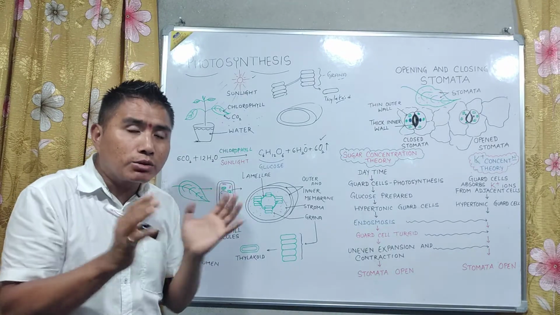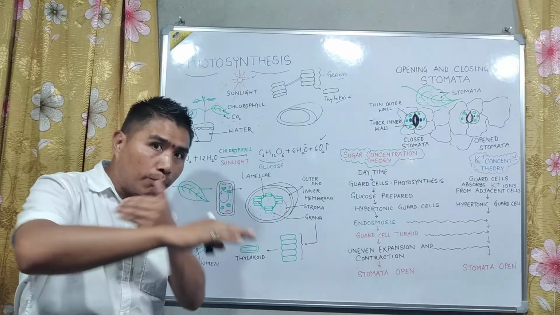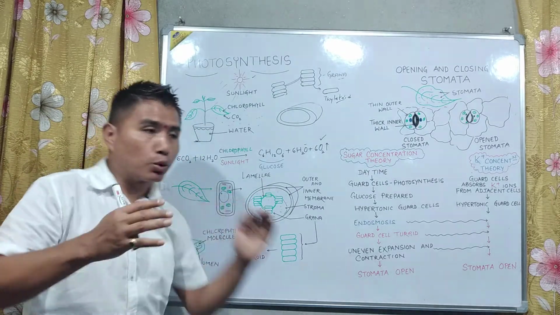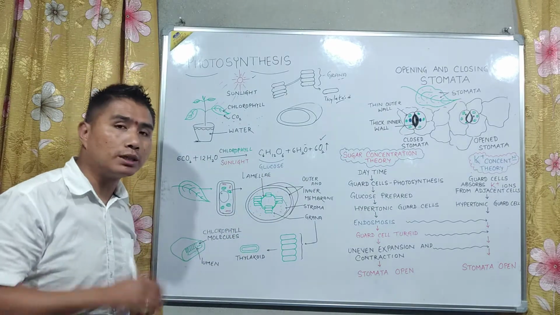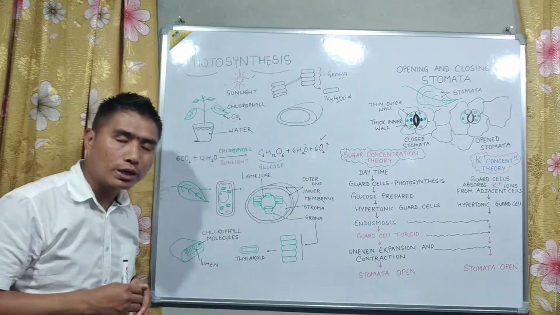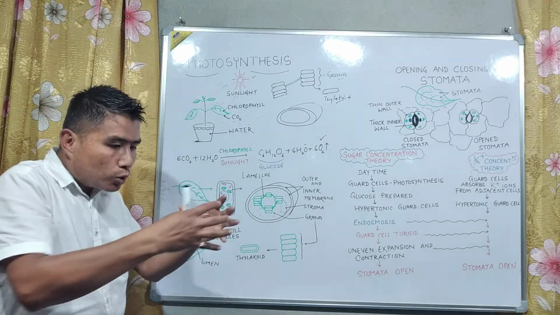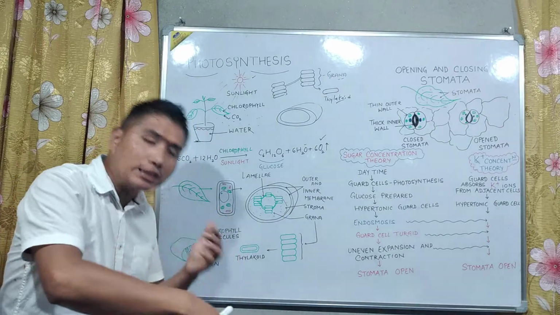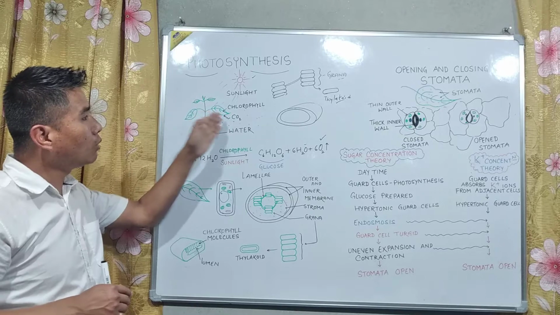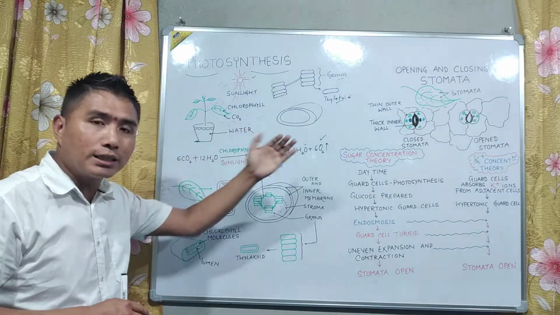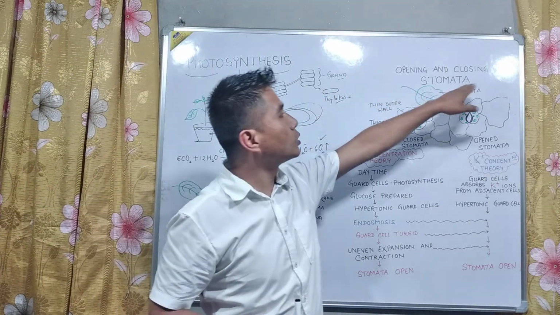Now stomata is the structure from where carbon dioxide enters and oxygen gas comes out, and during that same process, water also transpires out in the form of water vapor, which we have already studied in the previous chapter, known as transpiration. So stomata is that structure from where gas exchange takes place and transpiration also takes place. So it has two functions. How does carbon dioxide enter and oxygen exit? That is through the opening and the closing of the stomata.